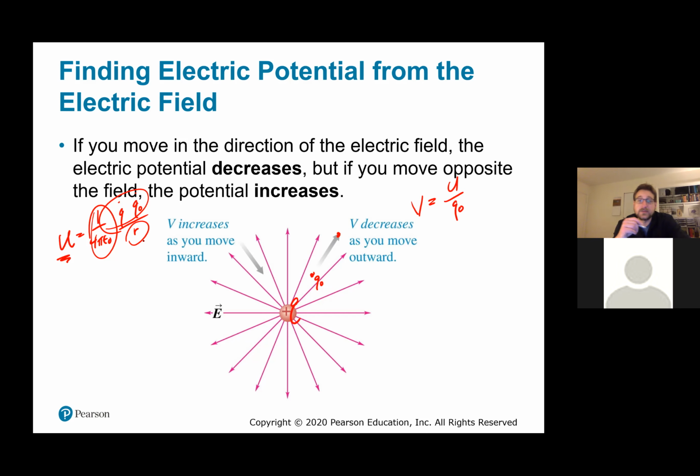On that previous slide, we said that if the test charge Q0 is negative, the potential energy change is positive, and it is. But the potential energy itself of the configuration is still negative.